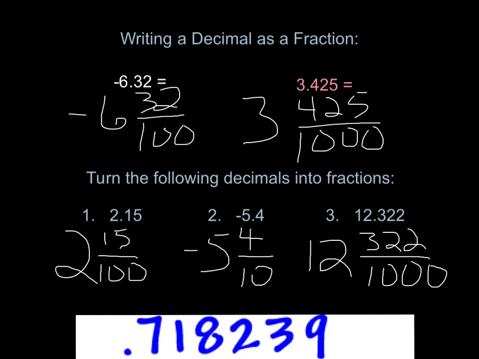Now that you've taken a moment to try these 3 examples, let's see how you've done. 2 and 15/100ths has two numbers after the decimal, so it's going to be 15 over 1 followed by 2 zeros. -5 and 4/10ths has one number after the decimal, so it's going to be 4 over 1 followed by 1 zero. And 12 and 322 thousandths has 3 numbers after the decimal, so it's going to be 322 over 1 followed by 3 zeros.